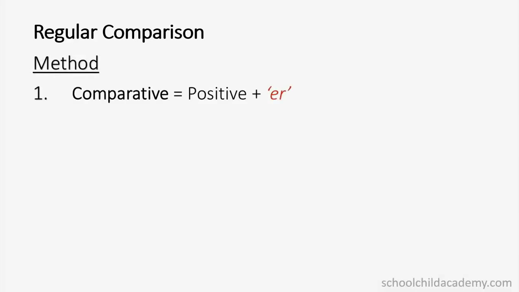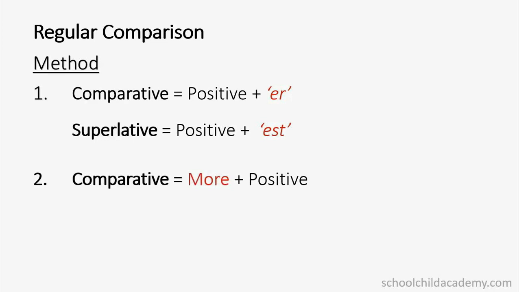Regular comparison. Method. There are two methods in this. The first one, the comparative is formed by adding er to the positive, and the superlative is formed by adding est to the positive. This method only applies to words that are monosyllabic, words that have a single syllable.